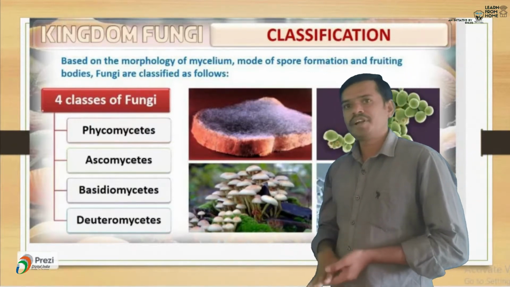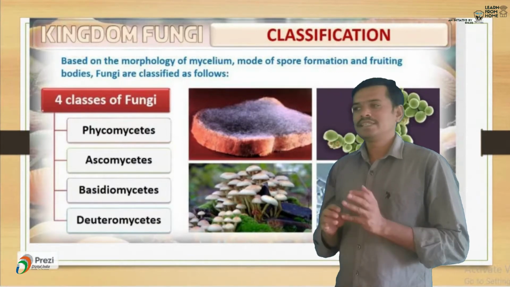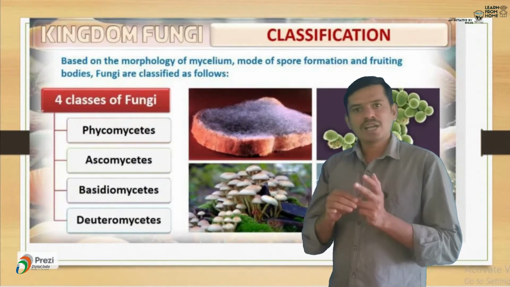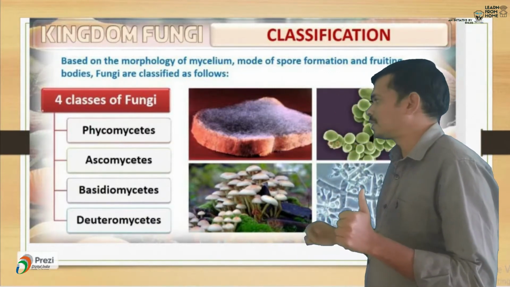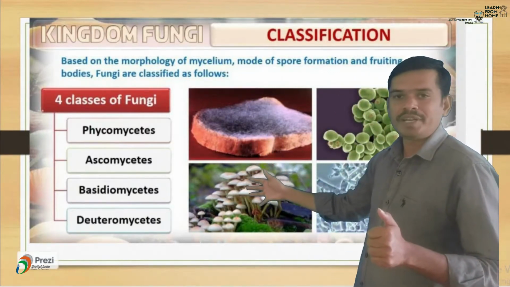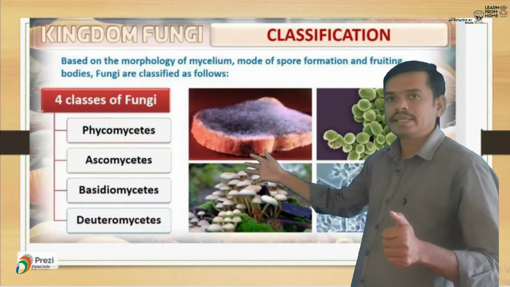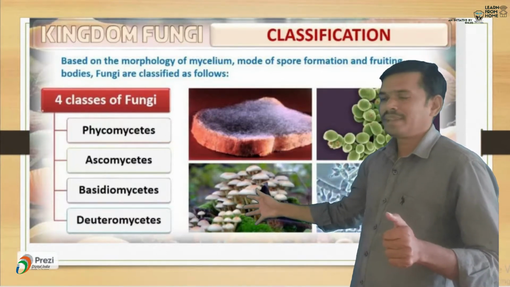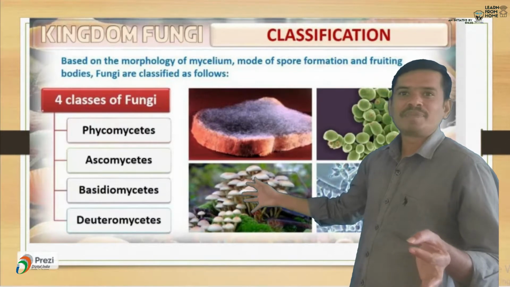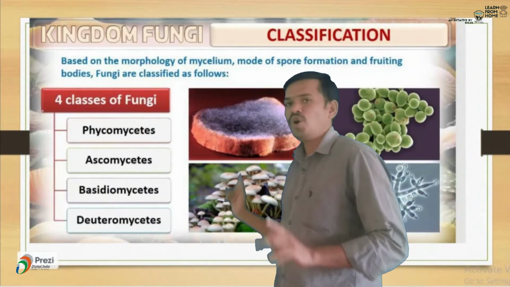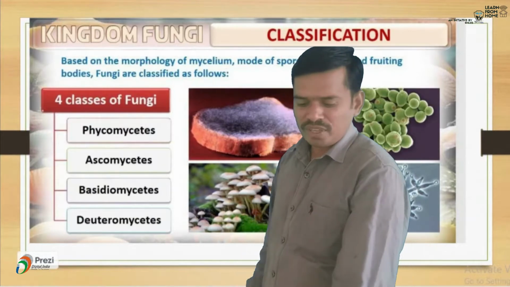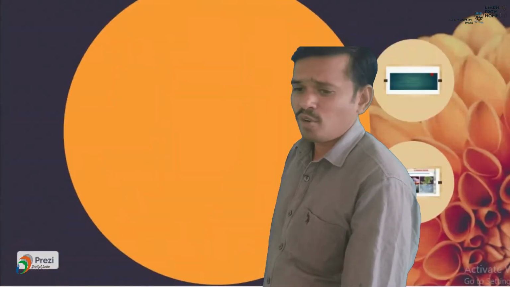They are Phycomycetes, Ascomycetes, Basidiomycetes and Deuteromycetes. So fungi are again classified into how many types? Four types: Phycomycetes, Ascomycetes, Basidiomycetes and Deuteromycetes. The first one is Phycomycetes.